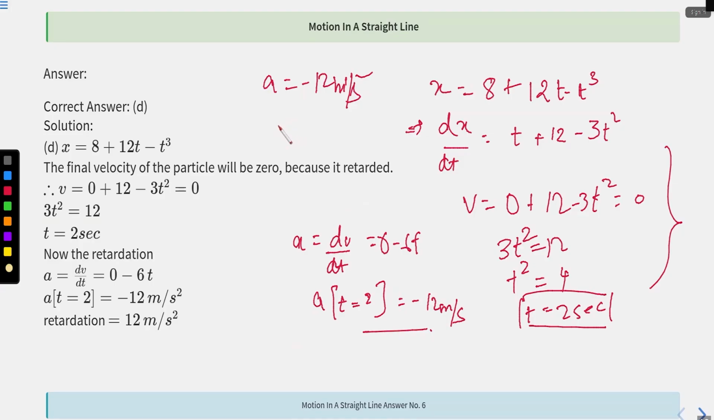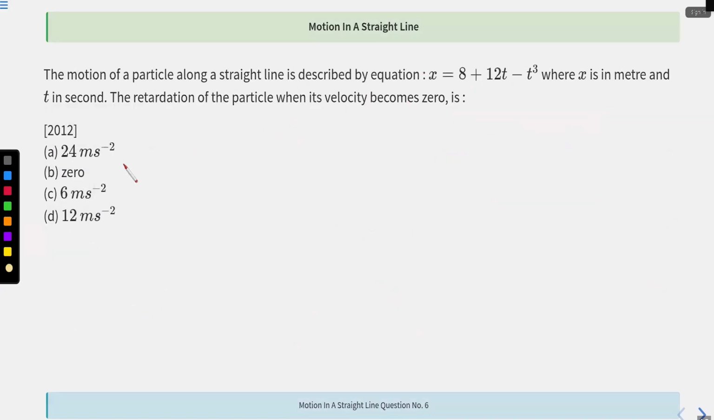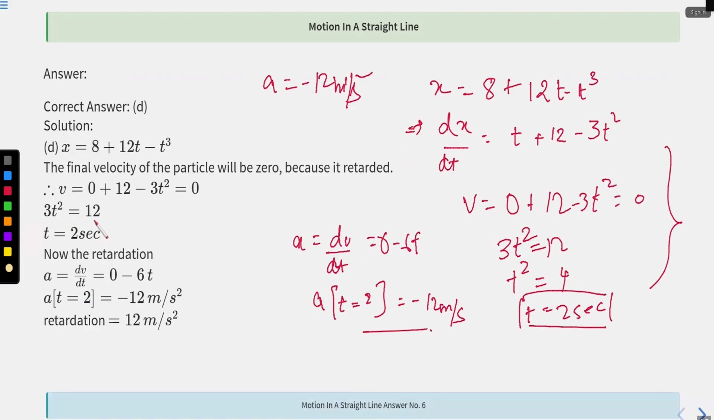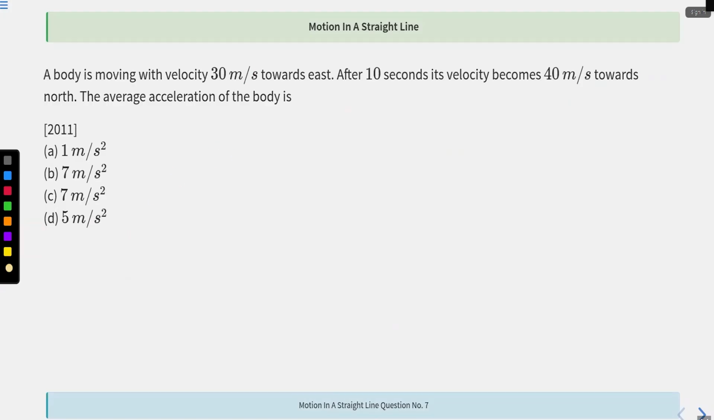Acceleration is minus 12, but the retardation is plus 12. Okay, so don't get confused over here. So the answer for your question is option D, which is 12 meter per second square.